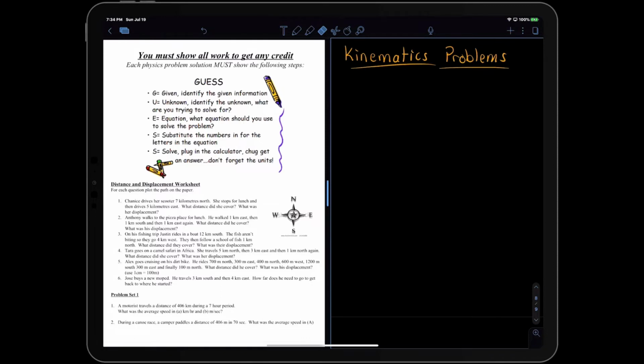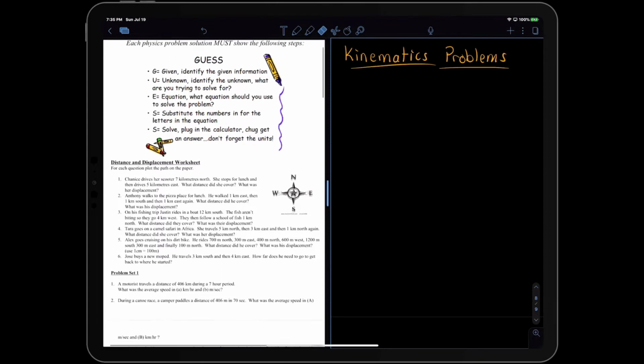Now keep in mind, any of the work that we have today on the screen, you need to have on your piece of paper as well. That means that we're going to follow the GUESS method. We're going to put in all the units of measurement. We're not just going to put down the answer. The only way that you get credit is if you show how we come up with the actual answer itself. Okay, so let's go ahead and get started.